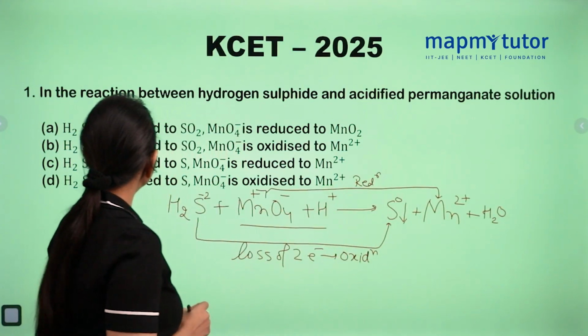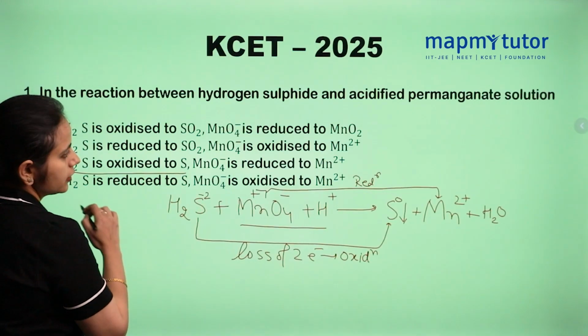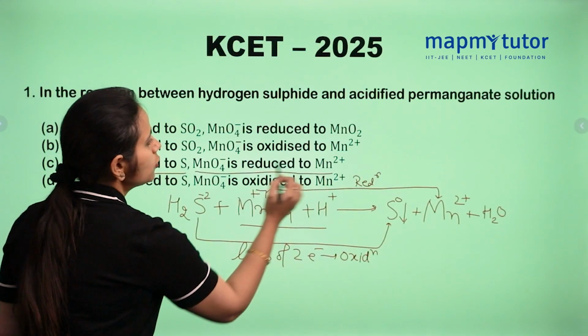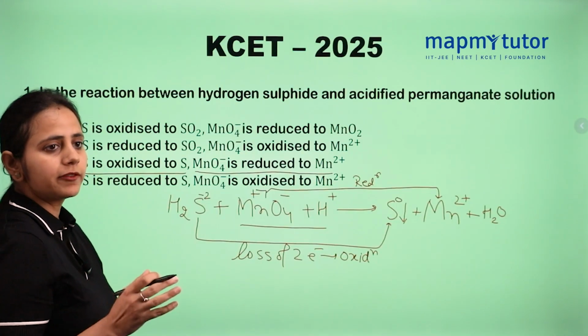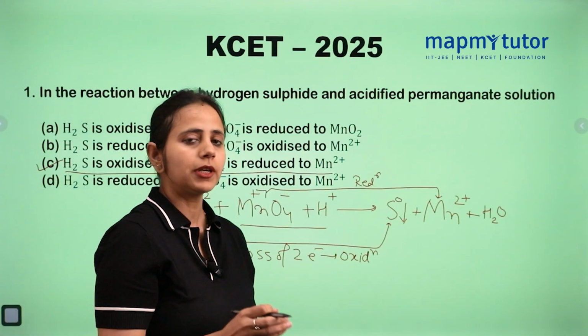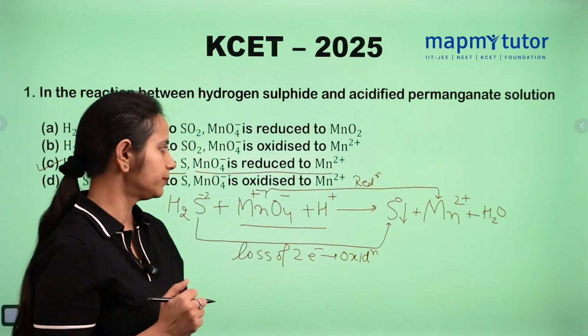So where can you see this in the options? In C, H2S is oxidized to sulfur and MnO4 negative is reduced to manganese 2 positive. So this is the right answer. So always remember, whenever permanganate is in acidic medium, it will always convert into manganese 2 positive ion. Okay.